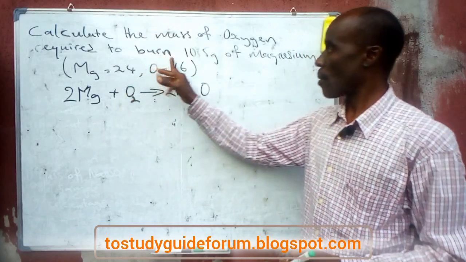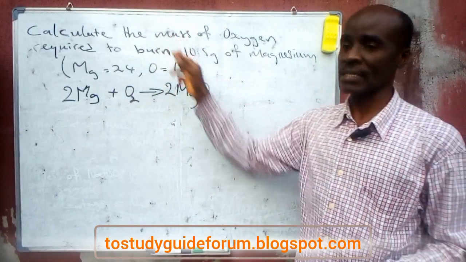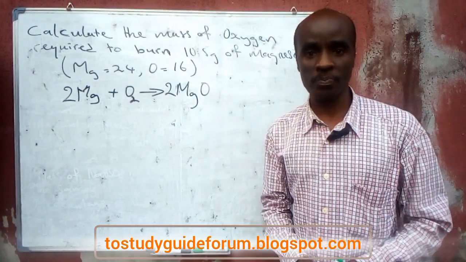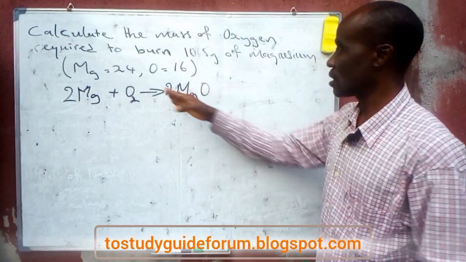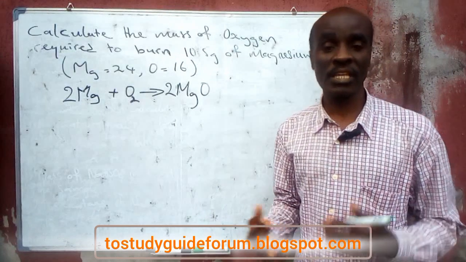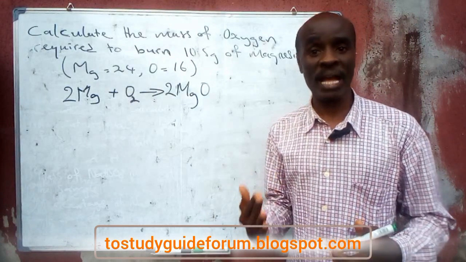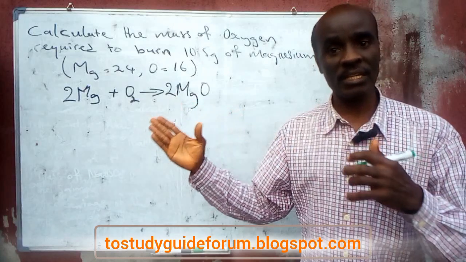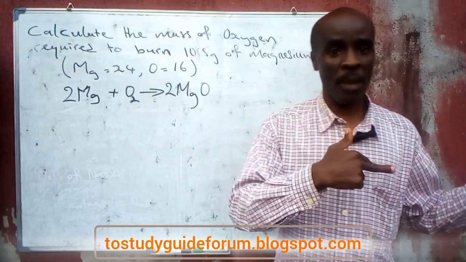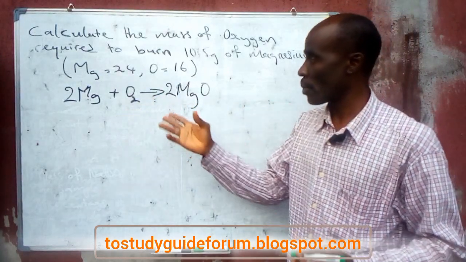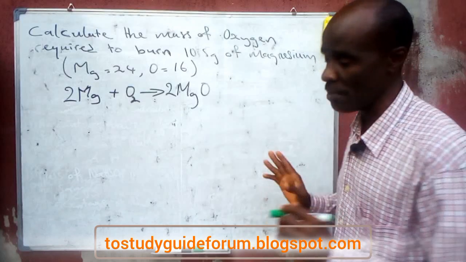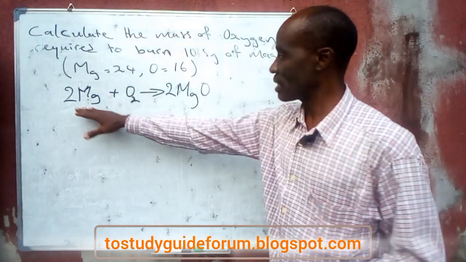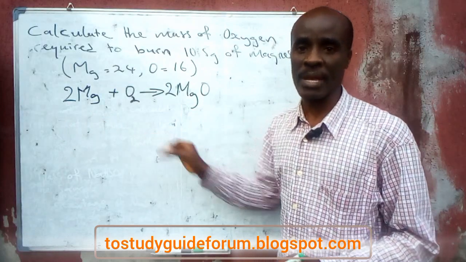This question is looking for the mass, and we are also given the mass of magnesium. That means this calculation has to do with mass to mass stoichiometry, converting mass to mass. So to make it easier, the simplest way of solving the problem is looking at the masses involved in the balanced chemical equation.